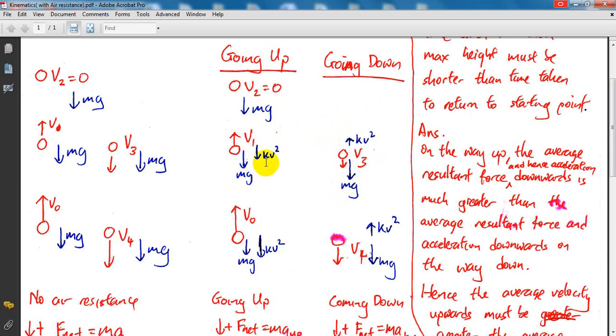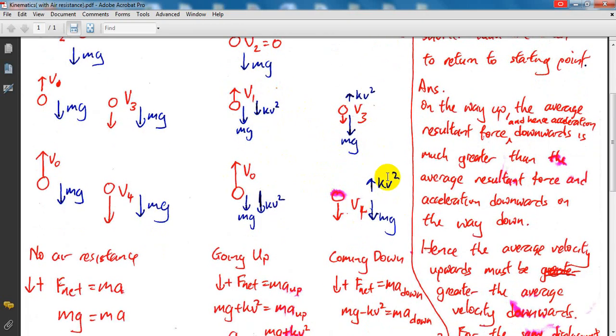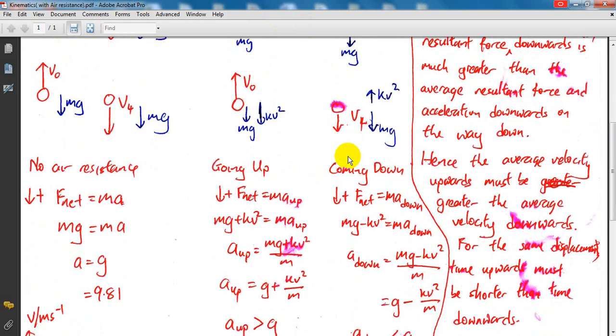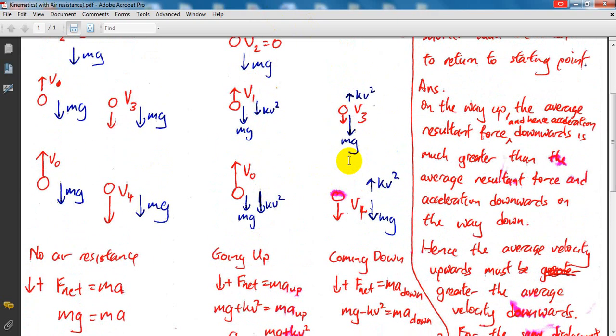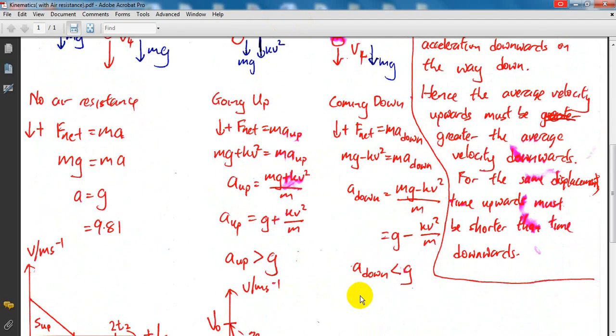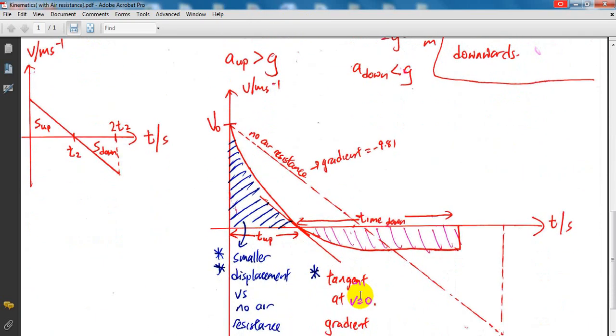Actually, the magnitude of the net force gets bigger here, while here the magnitude of the net force is smaller than mg. And it further drops as my kv squared increases. So all the way throughout the motion, my net force drops, and the magnitude of my acceleration drops as well. So my highest acceleration is at the start for the case of air resistance, and the lowest acceleration is when I'm at the starting point. Okay, let's see how this works out in a graph.